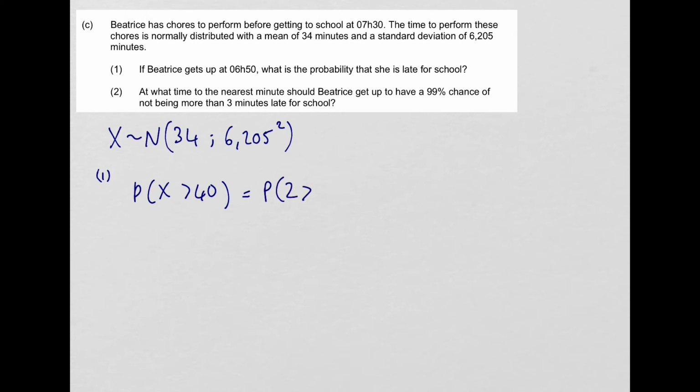Remember, we use this formula. Z equals X minus the mean over the standard deviation. So in this case, the Z value is equal to the X value, 40, minus the mean, 34, over the standard deviation of 6,205. Okay, so to two decimal places, that gives us 0,97. You can use your Z score to two decimal places. That's absolutely fine. All right, so that means Z is greater than 0,97.